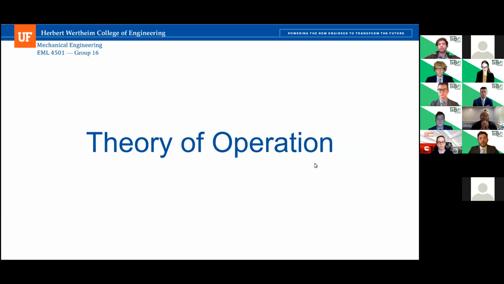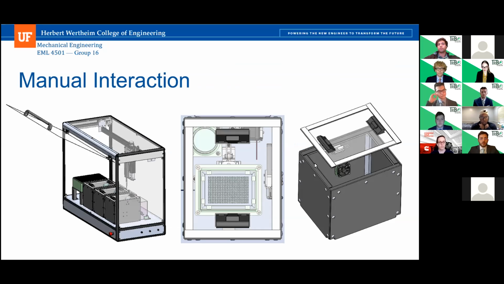Okay, so now we're going to go over the theory of operation to figure out how all these subsystems come together to perform the functions needed for our customer. As you can see in the model on the left, it's the clear look of it. In reality, it would have the polyvinyl black coverings as stated previously. This is just for clarity.